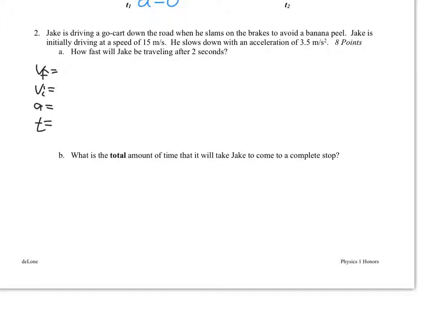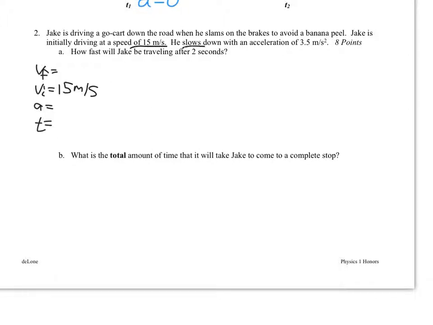All right, moving on to the next question, we're dealing with the situation where an object's accelerating, so I'm going to go ahead and set up my variables for acceleration like I have right here. Let's read our problem and get whatever variables we can. We're told that Jake is initially driving at a speed of 15 meters per second. That's going to be my initial velocity here.